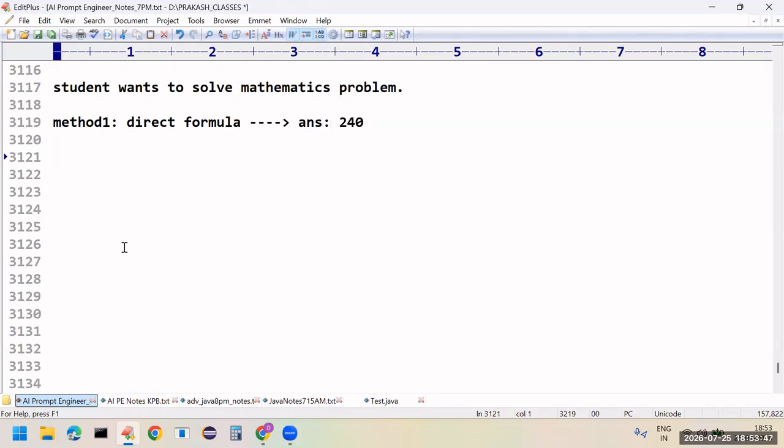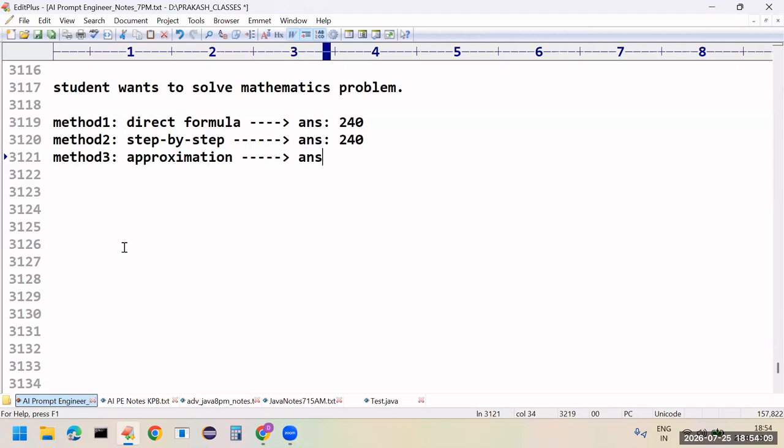Just imagine. Now, sir, in the second method, can you please apply a step-by-step process? Now, the answer which I got is 240. Now, sir, the third method which we are going to take is approximation. Approximation calculation, can you please do? Now, the answer which I am going to get is 238. So now, what is the final answer? Please tell me what is the final answer?